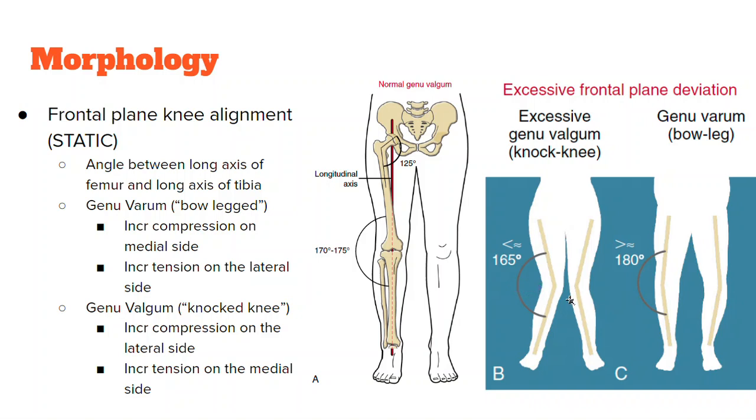For genu varum or varus or bow-legged, again, it's the line of the femur relative to the line of the tibia, so it looks like it's moving in or into adduction. You're going to have an increased compression on the medial side of the knee and an increased tension on the lateral side.